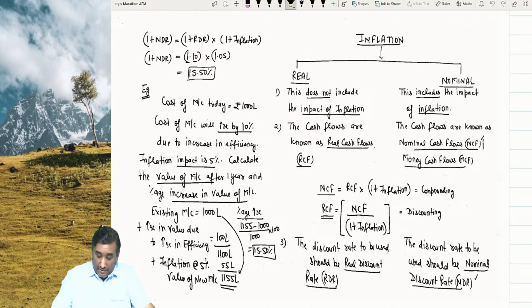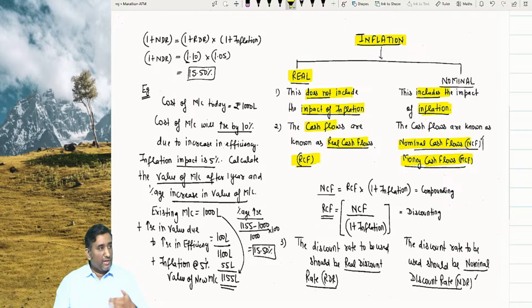Inflation. Whenever the inflation topic comes, they will tell you real or nominal, two terms will come. They'll tell you whether you have to assume the real term or nominal term. Real is basically the term which does not include the impact of inflation. The nominal will include the impact of inflation. The cash flows are known as real cash flows, meaning they do not include any inflation here. The other cash flows are known as nominal cash flows or money cash flows.